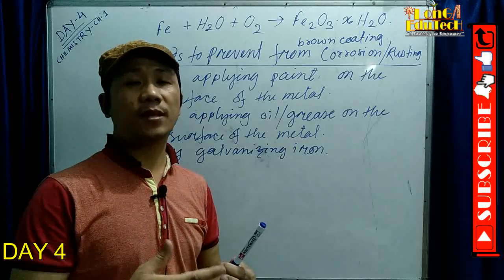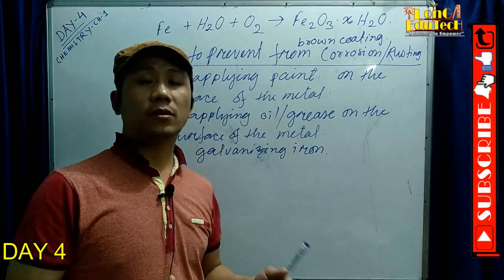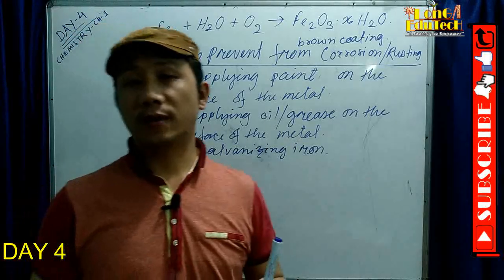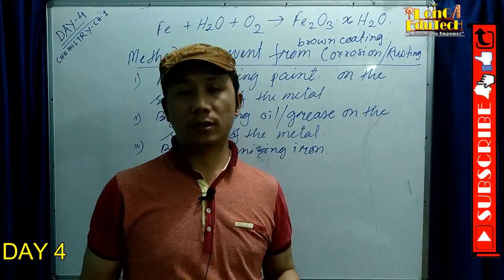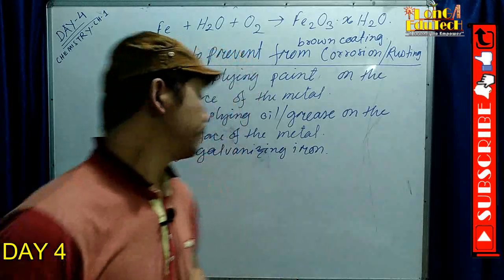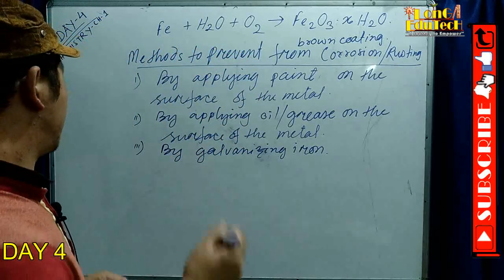Galvanization is the process of coating a thin layer of zinc metal on the surface of the metal iron. Why? To prevent corrosion. That is called galvanization. All right, galvanizing iron.